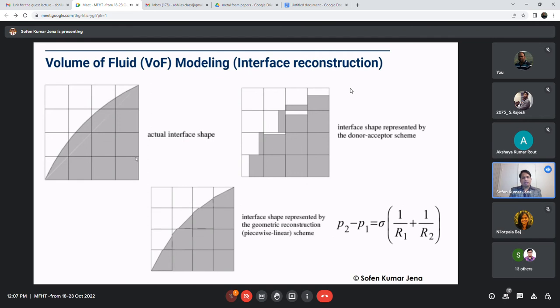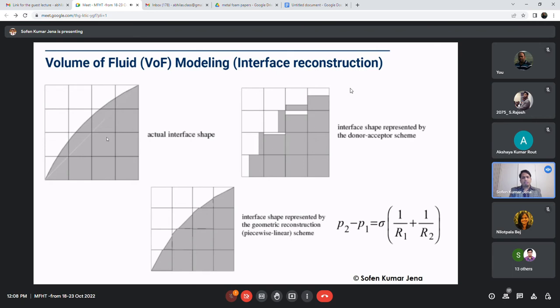So in this cell, what is the volume fraction? This cell is completely filled by liquid, so its volume fraction is one. This cell is completely filled by gas, so its volume fraction is zero, right? What is the volume fraction in the cells which represent the interface? The volume fraction is any fractional number between zero and one. That depends on how much fraction of the liquid is present in the cell.